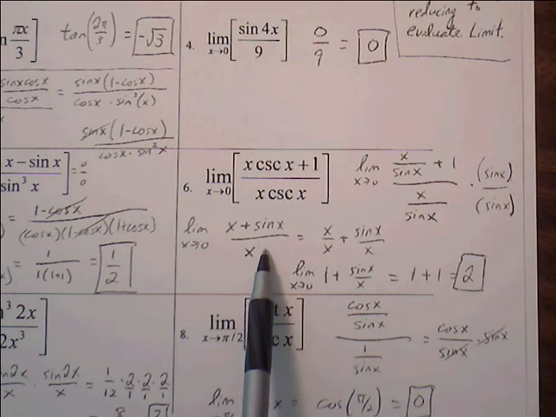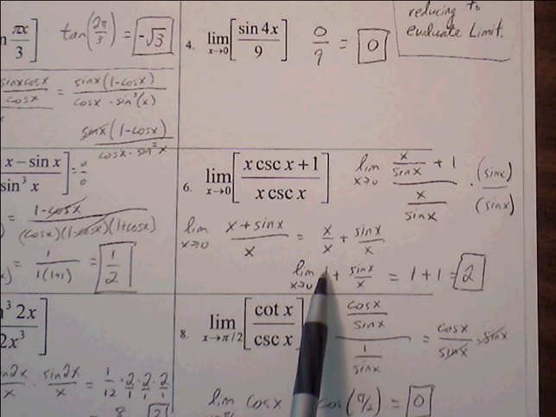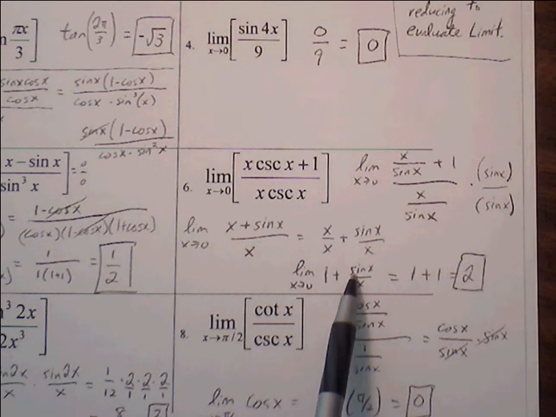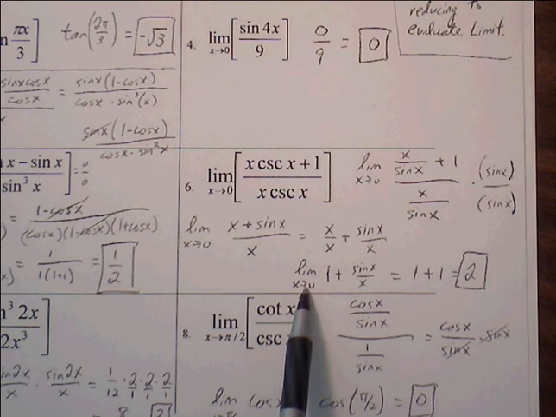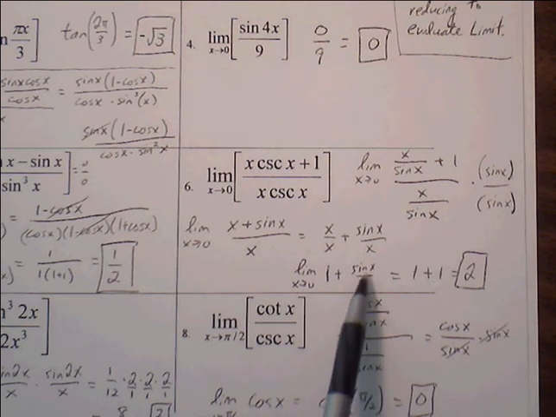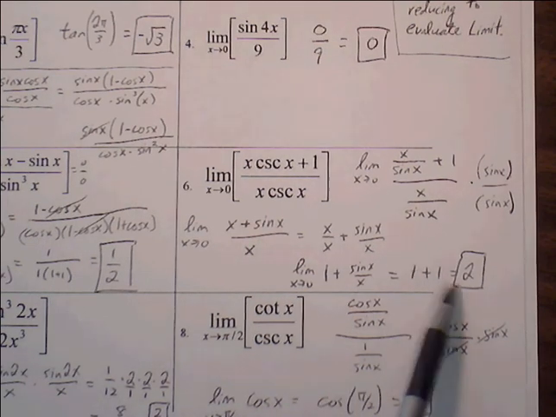We can rewrite this as two fractions. So x over x plus sine of x over x. X over x is 1. Sine of x over x, we know we have a special rule for that. Limit as x approaches 0 for sine of ax over bx is simply just going to be the coefficient. So that's equal to 1. So 1 plus 1 is equal to 2.